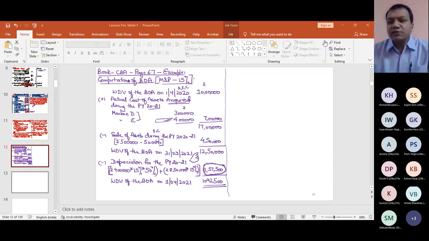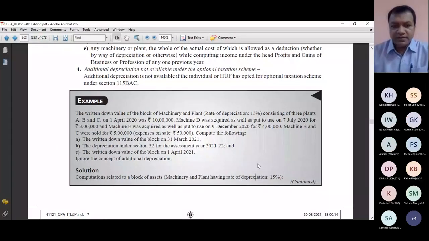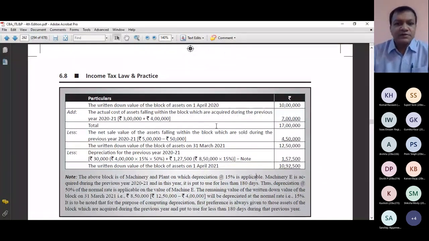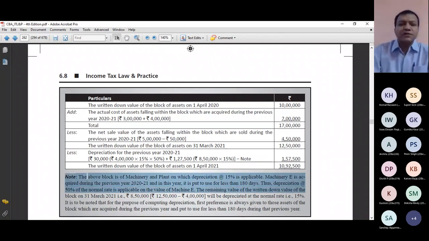Now see, when in my book I have solved the numericals, I have given explanation also. So let me show you the presentation. You can see this is how you should present in the exam also. Return on value of the block on 1st April 20, actual cost, total, net sale, WDV less depreciation, WDV. And this explanation you must refer in any book. The books in which you don't find explanation, it becomes difficult for you to know the exact reason. Anyone can get the answer, coincidentally many times you can get the answer, but reasons are a must.